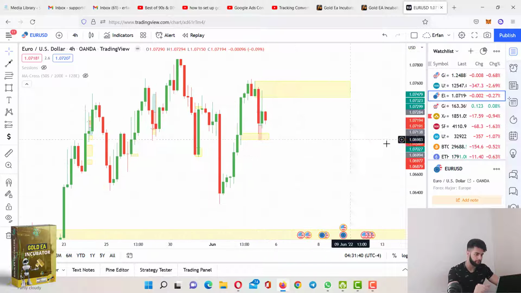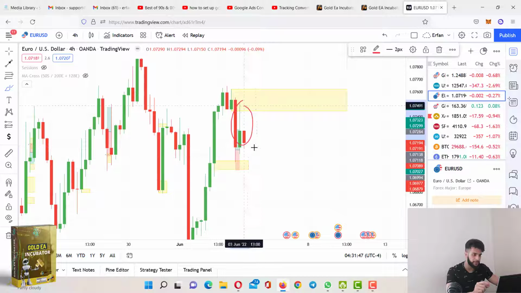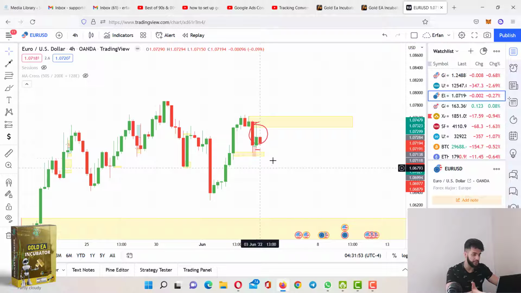I don't do that. But since we have this beautiful candle here and it got pushed towards the downside by the sellers, I can put my sell stop here, my stop loss here, and then I can just leave a runner for my sell position. This is what I'm predicting.